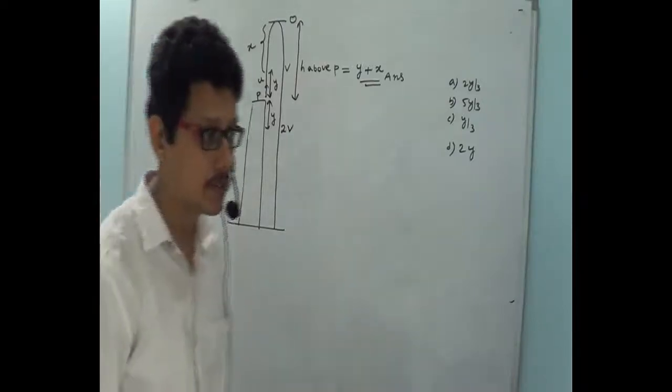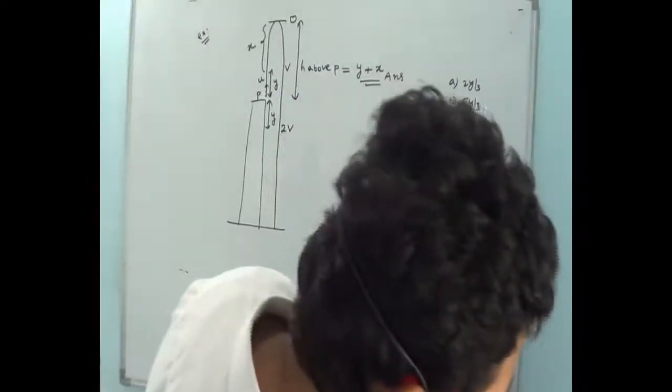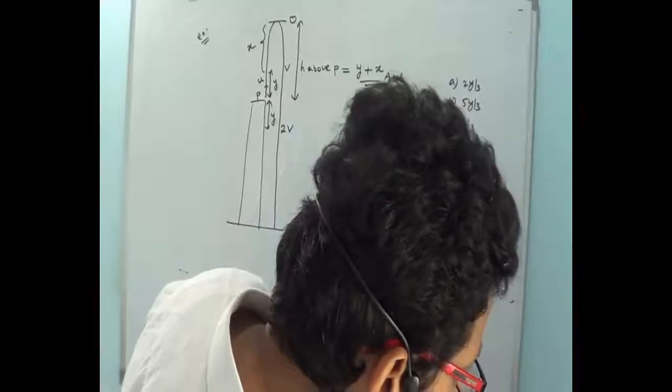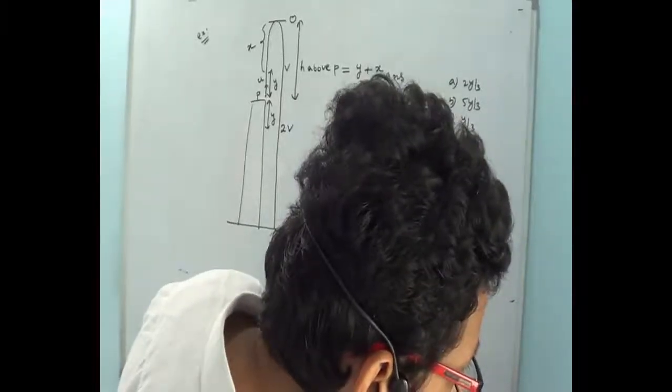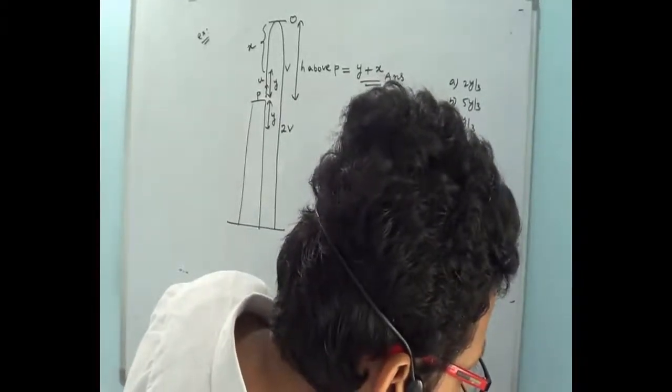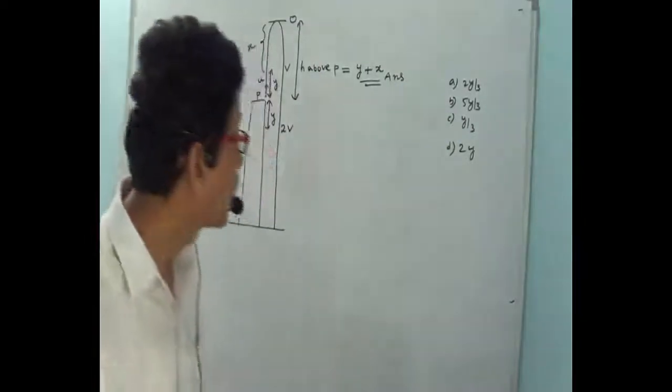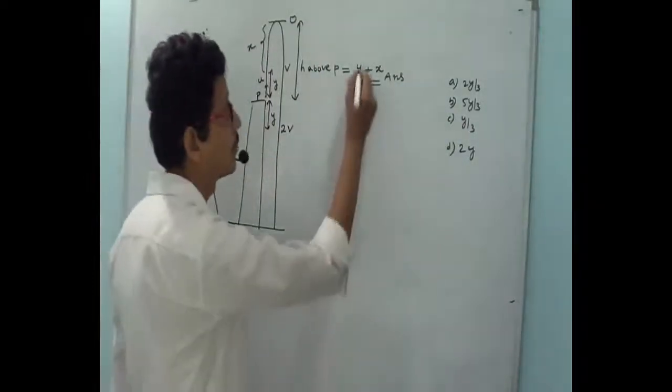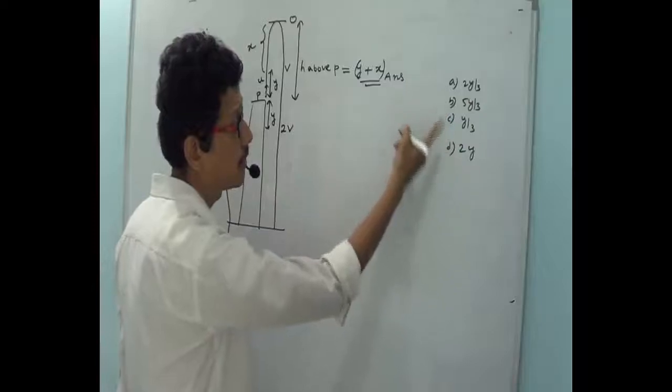How do you have to find this? Just I will unmute you. 1 minute. So how can you find x in terms of y? Because the answer is in terms of y.